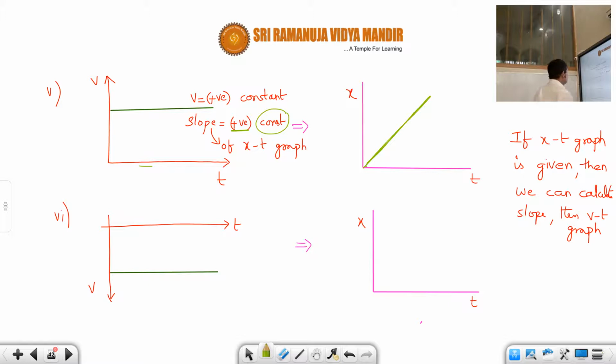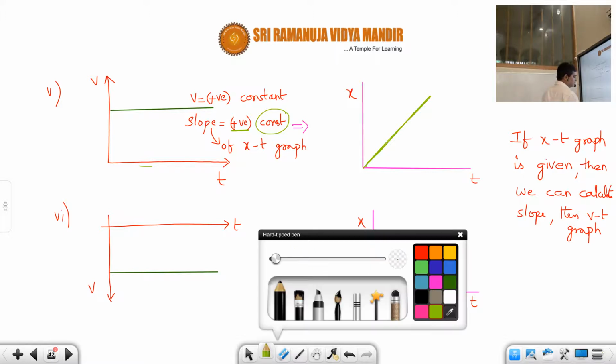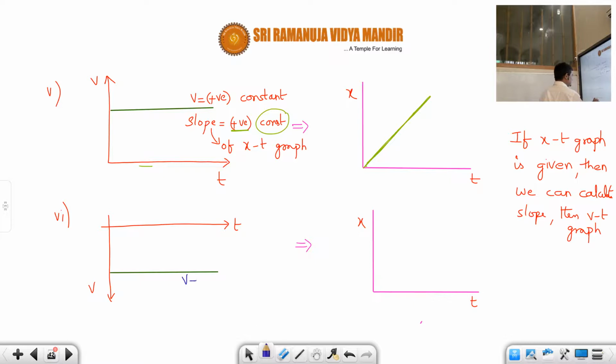Okay. Now second case, here also velocity given is what, students? Here also velocity given is negative. Velocity is negative and it is also constant. Correct or not? Now velocity is nothing but what, students? Slope of XT graph. So slope of XT graph should be negative and also should remain constant. Negative means what, students? Obtuse angle. Correct or not? But it should also remain constant.